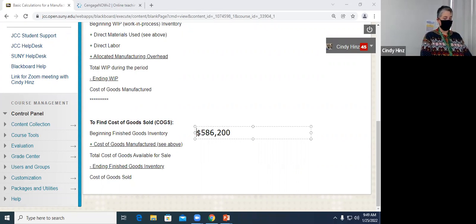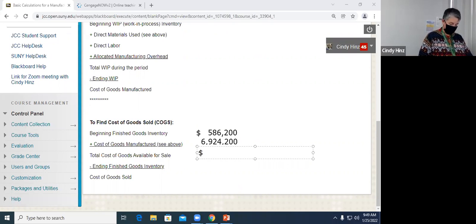$586,200. That's how much stuff we had available at the beginning of the month, already completed. The cost of goods manufactured is what we just calculated: $6,924,200. Trying to get them to line up pretty. We need to add those two together to know what we had available in total. And so we know we had about $7.5 million worth of product available for sale, but we're probably not lucky enough to have sold all of it.